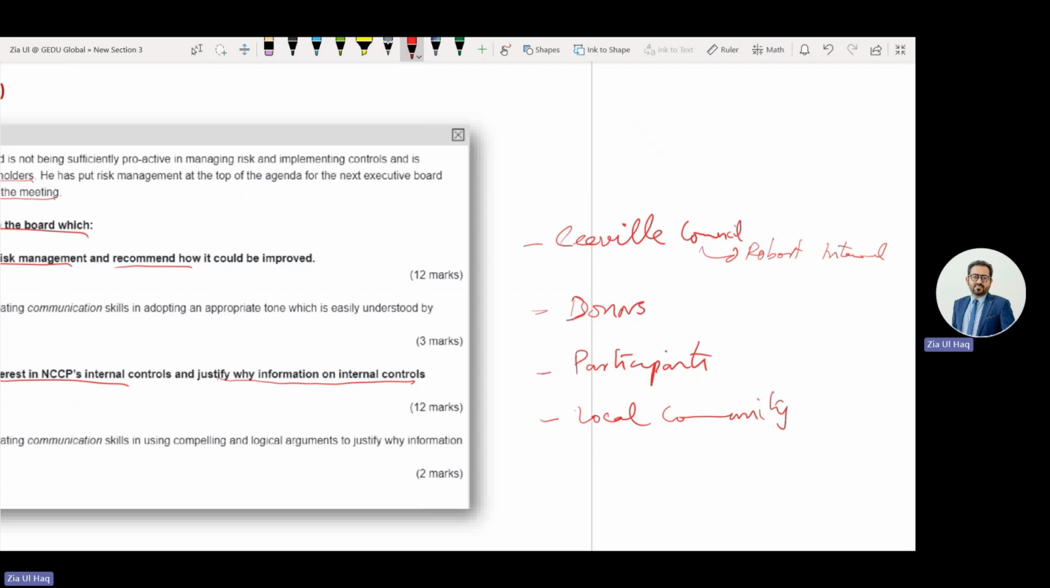Is there any other external stakeholder? Donors. Is there any role of government here? Safety, yes, government regarding safety controls. The government is concerned about safety controls, health and safety controls.